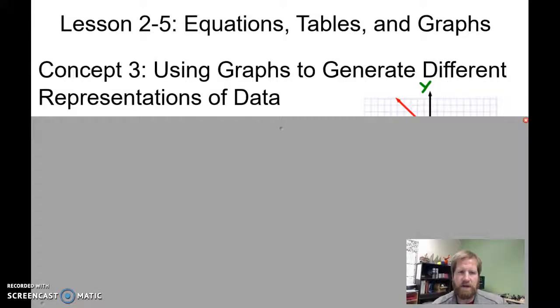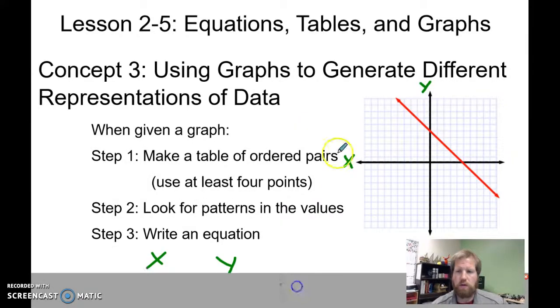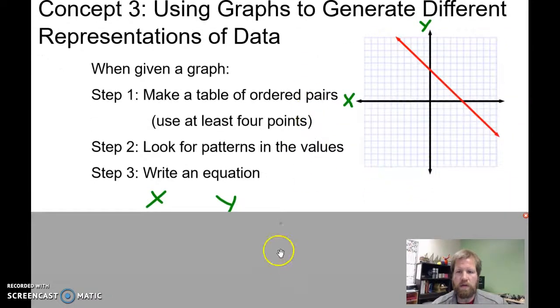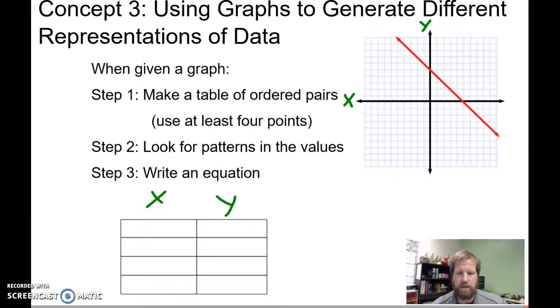Lesson 2.5, Concept 3, using graphs to generate different representations of data. So graphs are the most difficult to start with, okay? Partly because it's hard sometimes to see exactly where they cross over the points on lines, and partly because you're still having to find those patterns and pick out an equation.